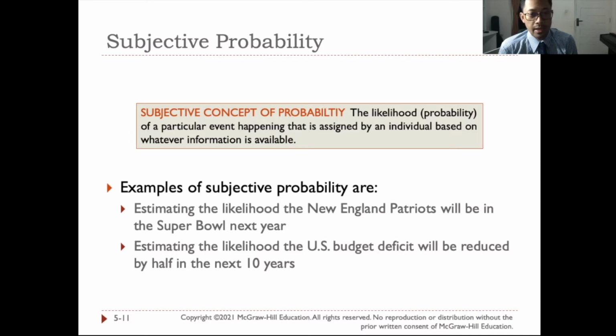However, if I don't read anything, or I don't get any information, and if I don't even look at the sky as an information, then probably my subjective probability on the chance of rain will be quite bad. Okay, so another subjective probability includes the likelihood of New England Patriots will be in the Super Bowl next year, or estimating the likelihood of a US budget deficit will be reduced by half in the next 10 years. So of course, experts making subjective probability will be better than novice making a subjective probability, because they have more information. Again, it's going to be based on the information that you have.